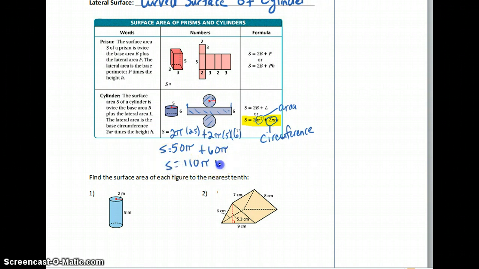And that's going to be units to the third. Okay. If you want to plug 3.14 in for pi here and solve it, that's completely fine. Or if you want to leave it like this, it kind of depends on what the question is asking you to do.